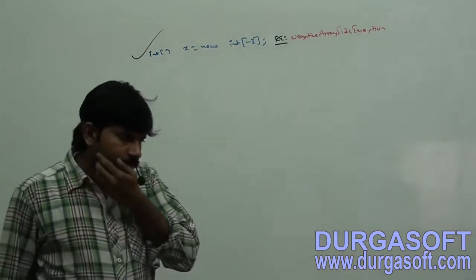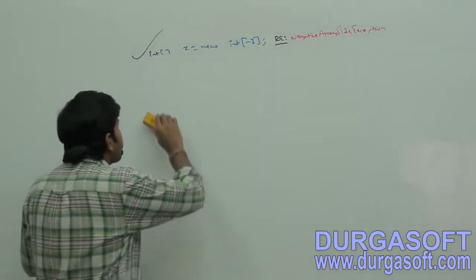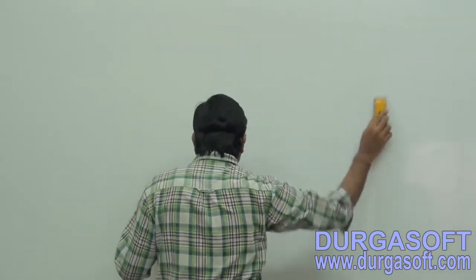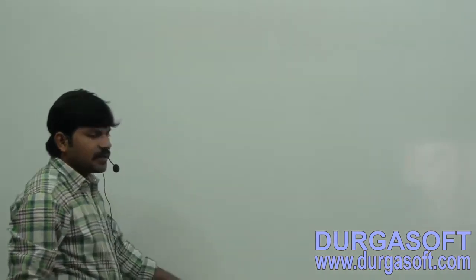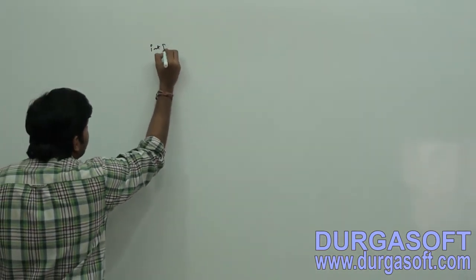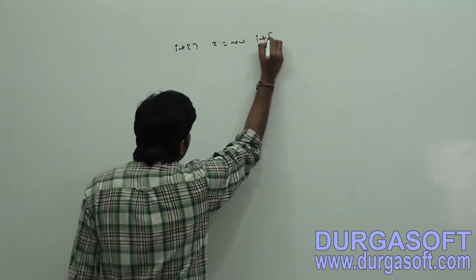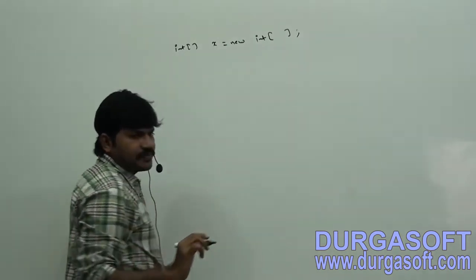Completed, right? Okay, that's all. Now next thing, next conclusion, a bit important. Here, take special care. Here I am taking int[] x = new int[...].